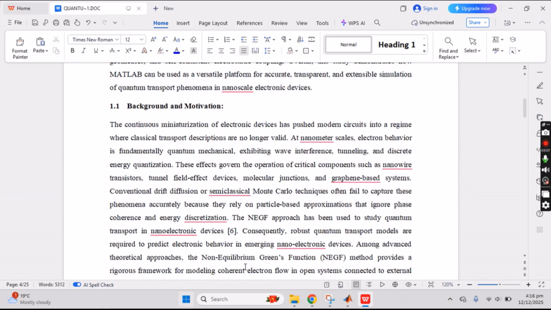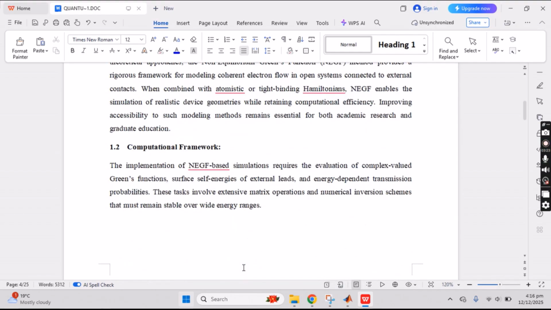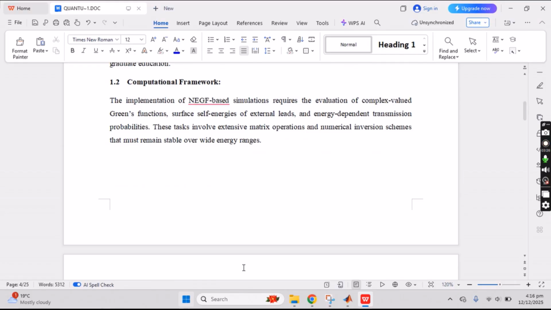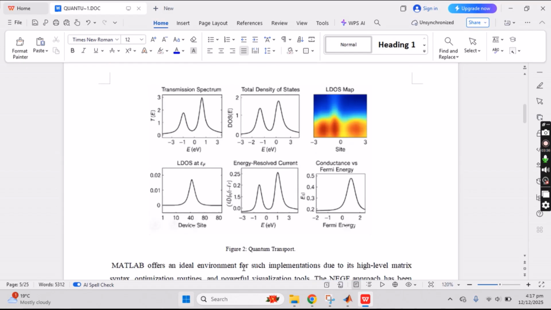So here is the background and motivation. At nanometer scales, electron behavior is fundamentally quantum mechanical, exhibiting wave interference, tunneling, and discrete energy quantization. The computational framework involves matrix operations and numerical inversion schemes that must remain stable over wide energy ranges.